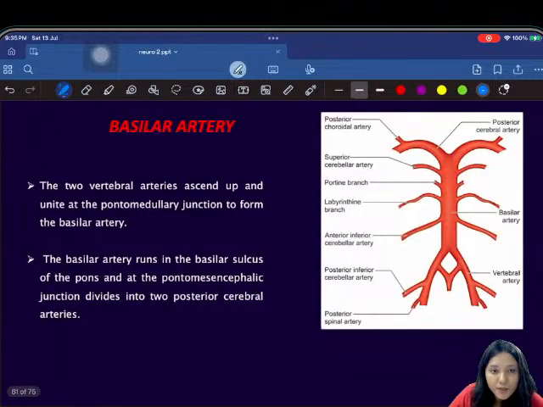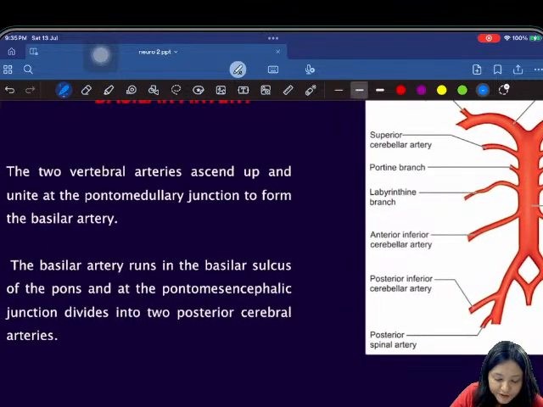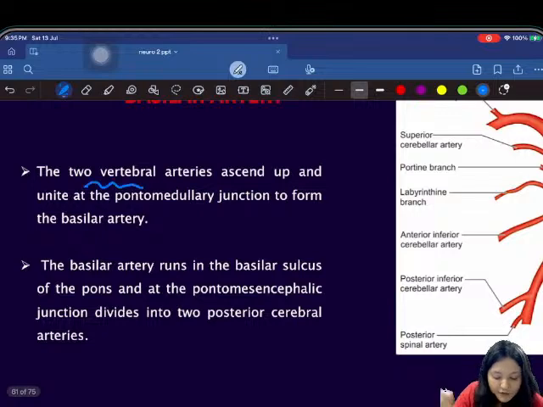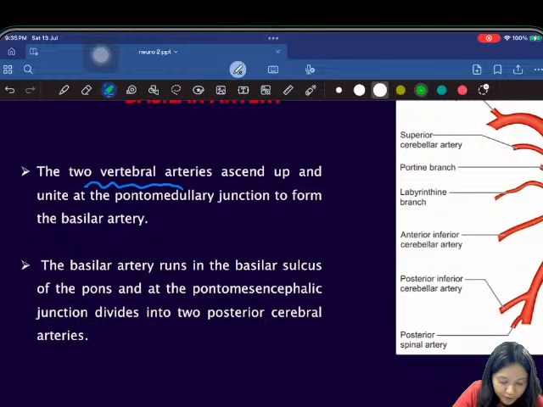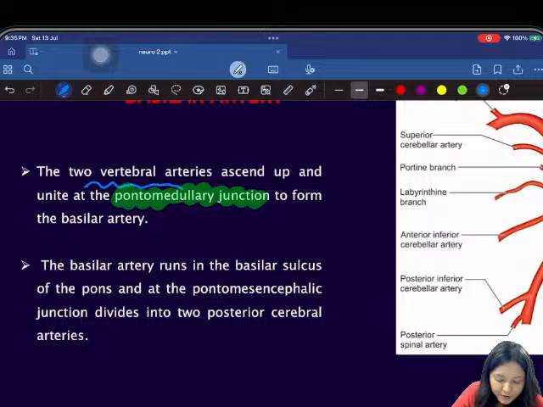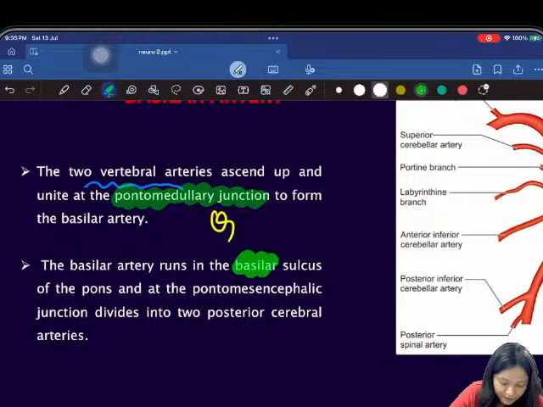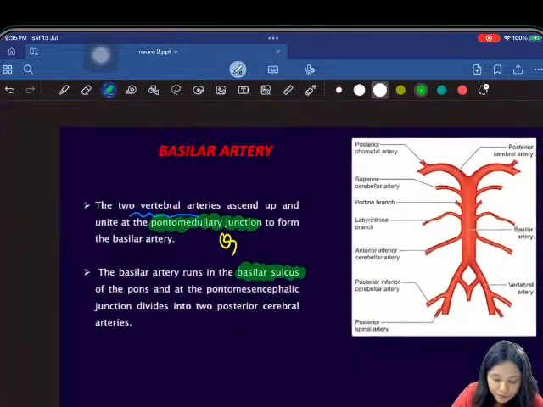Now what about the basilar artery? We already studied that the two vertebral arteries ascend and unite at what location? The pontomedullary junction, to form the basilar artery. So a question might ask, where does the basilar artery form? At the junction between the pons and the medulla, and it lies in the basilar sulcus of the pons up to the pontomesencephalic junction, where it divides into two cerebral arteries.